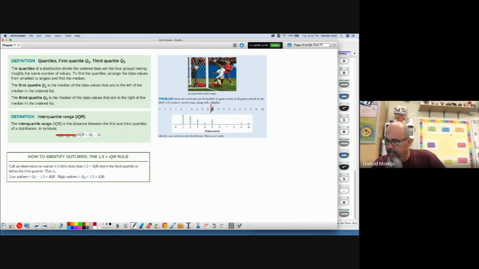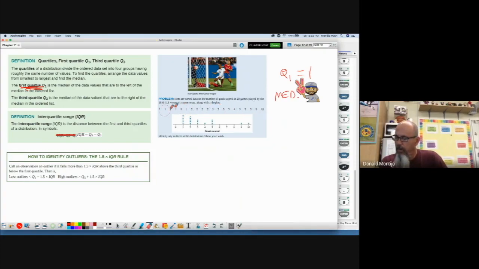Oh, the median is halfway between 2 and 2. So the median is 2, because it's halfway between 2 and 2. Okay. Now, the first quartile, Q1, is the median of the first half of the data. So let's cover this up, and let's find the median here. Where's the middle of the first half? Oh, it's right there, halfway between 1 and 1. So my quartile 1 equals 1.